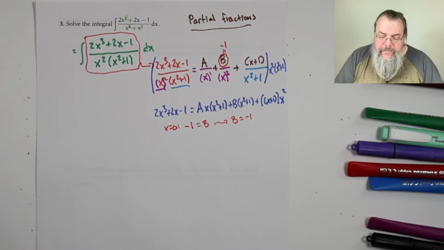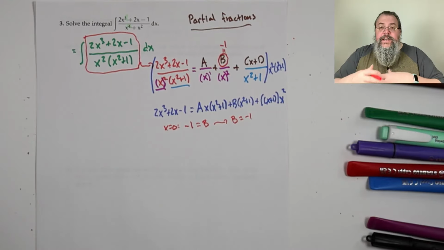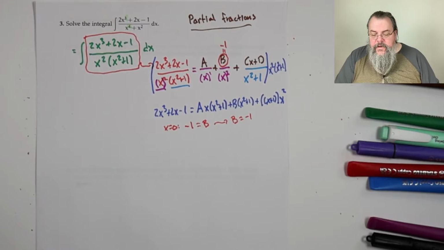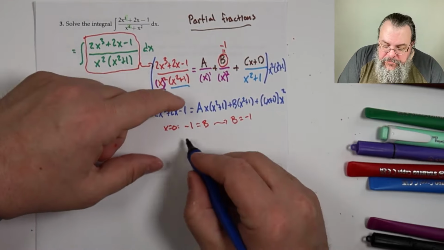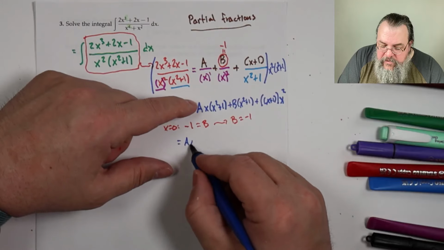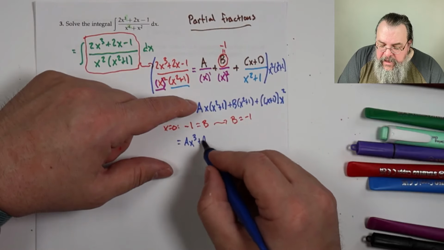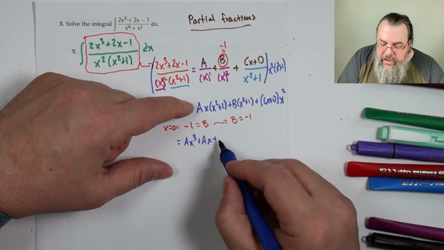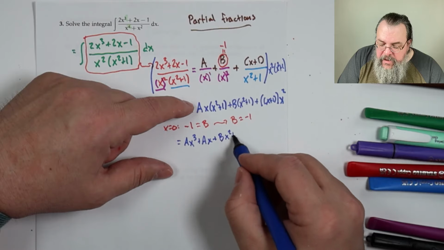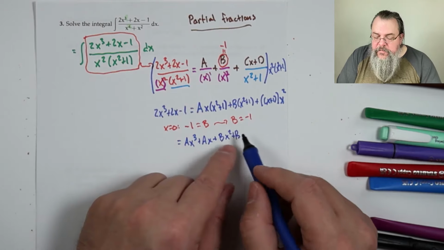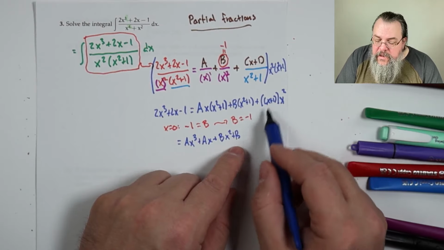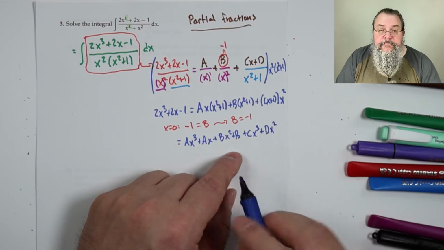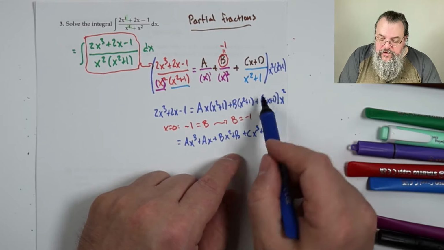So let's take this right-hand side and expand it out. Suppose we did that, and we have the technology. So we would have ax cubed plus ax, we'll distribute that out, plus bx squared plus b, and yes, we can replace the b with negative 1, we should have done that, and plus cx cubed plus dx squared. Okay, so just distribute.